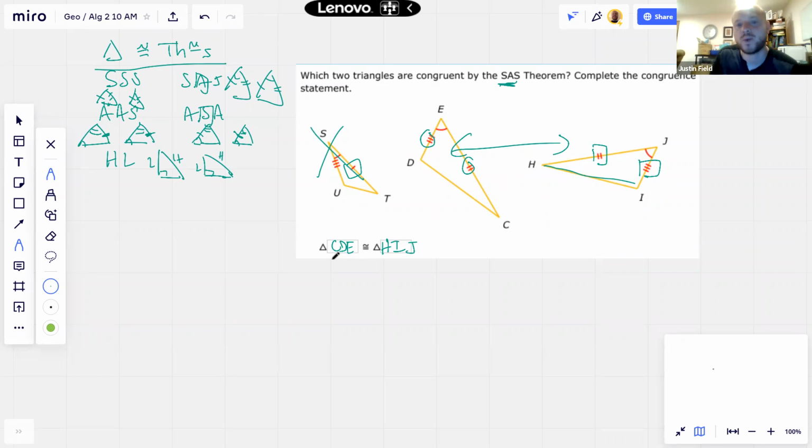But remember, after we've written our congruent statement, all of the letters should be in matching position. So angle C is congruent to angle H. Angle D, you see angle D here, is congruent to angle I. And so they're both in the middle. And angle E has the hash mark, the arc, and is congruent to angle J, an arc there. So they all match.